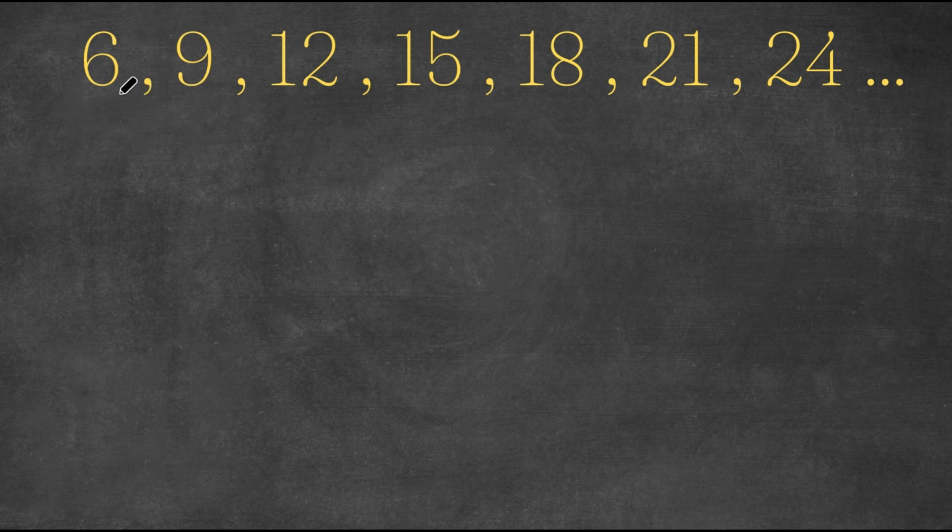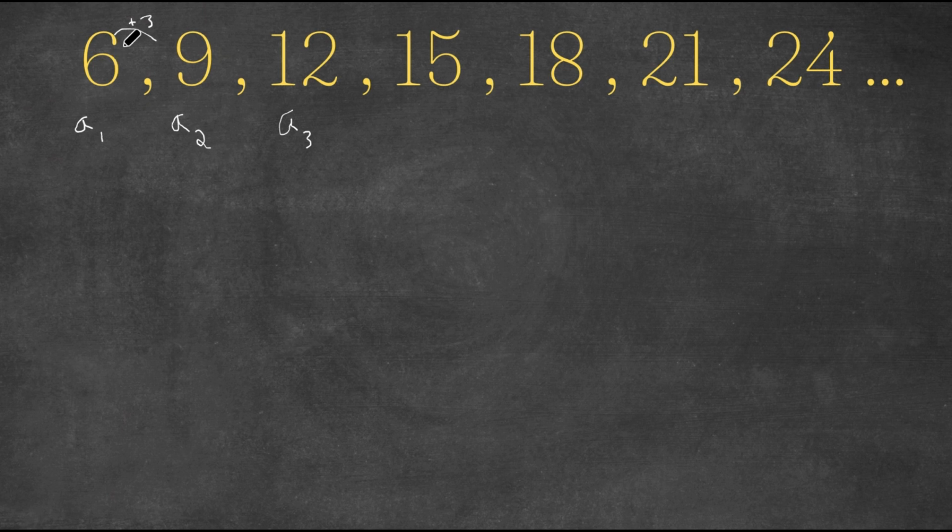Well, let's just go to our first term here. We have 6, and because this is our first term, let's just say that this term is a sub 1. And now let's have a look at 9. This is going to be our second term, so this is a sub 2. And 12 here, this is our third term, so this is a sub 3. So to get to 9 from 6, well, what do we add? We add 3, right? So this is plus 3.